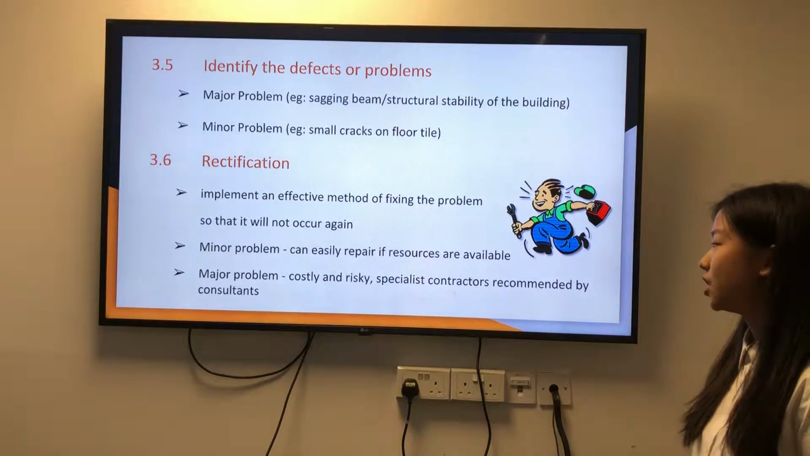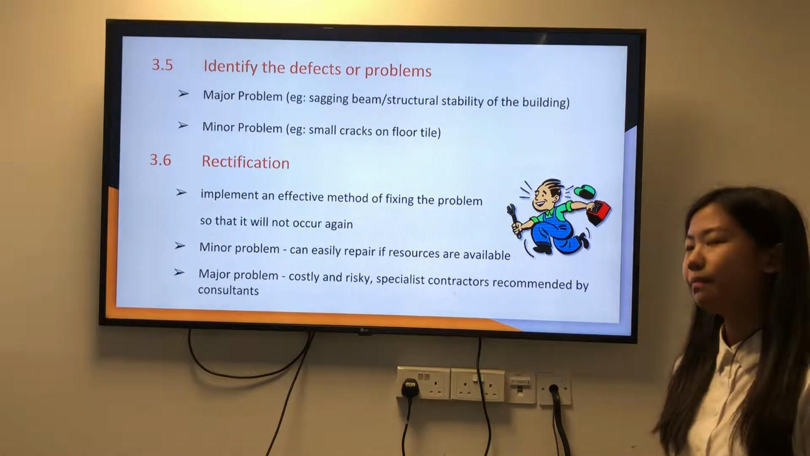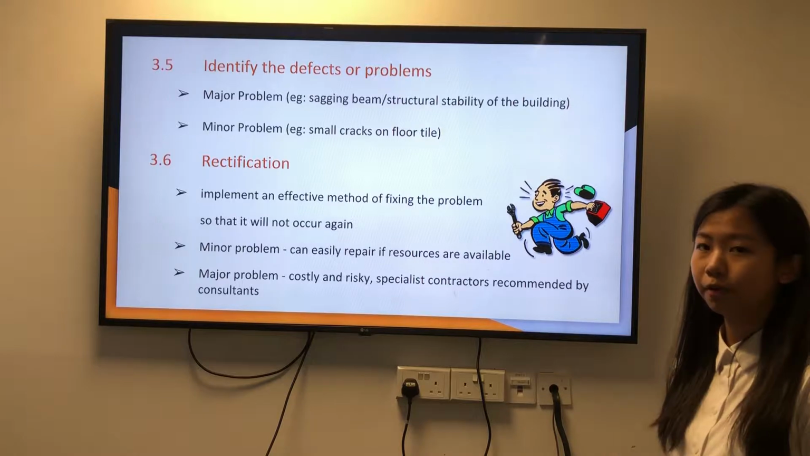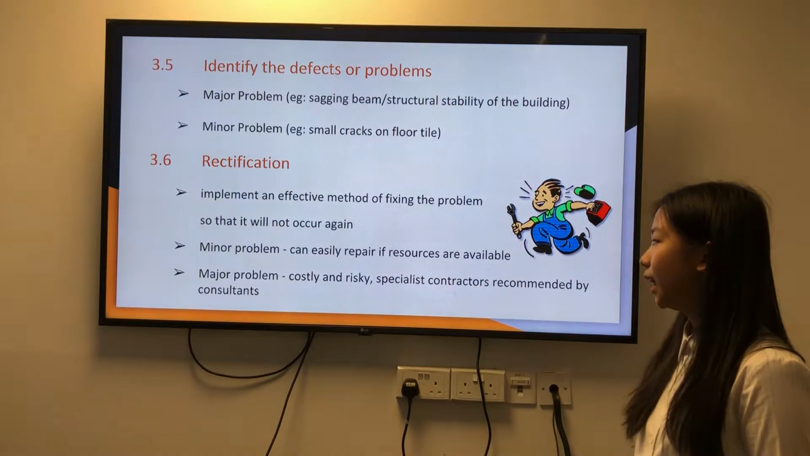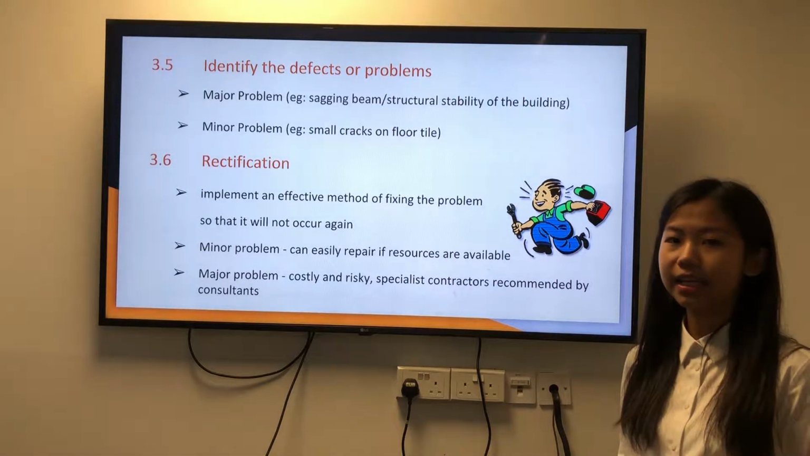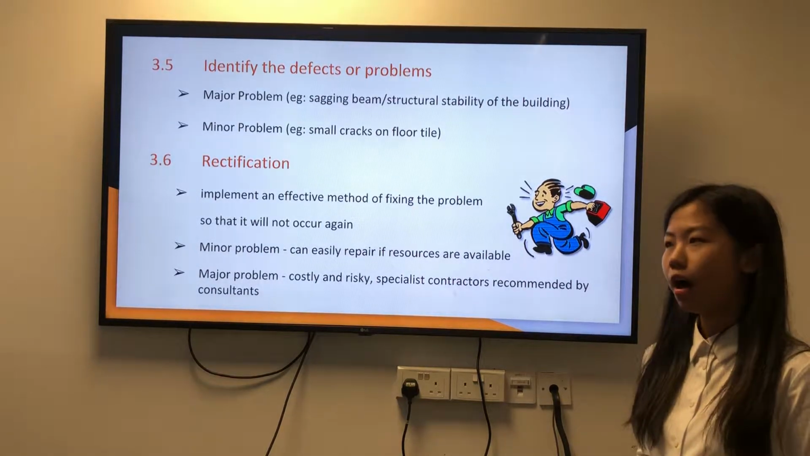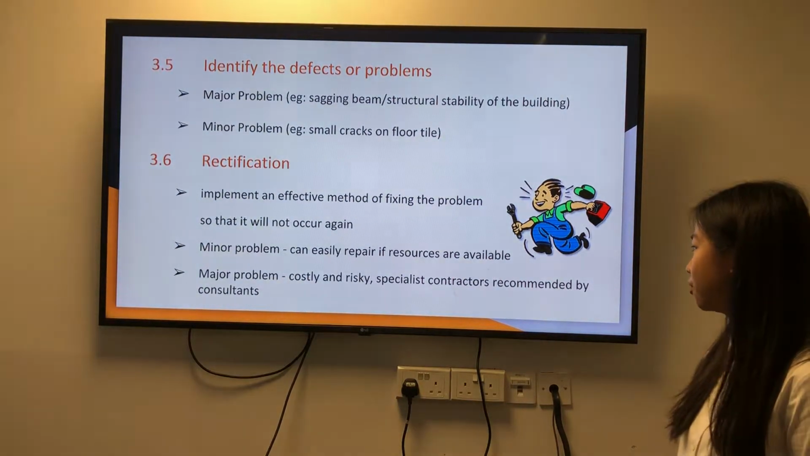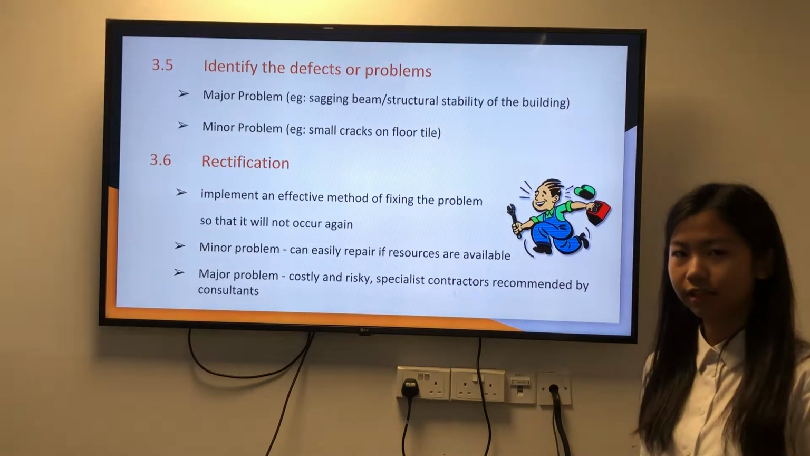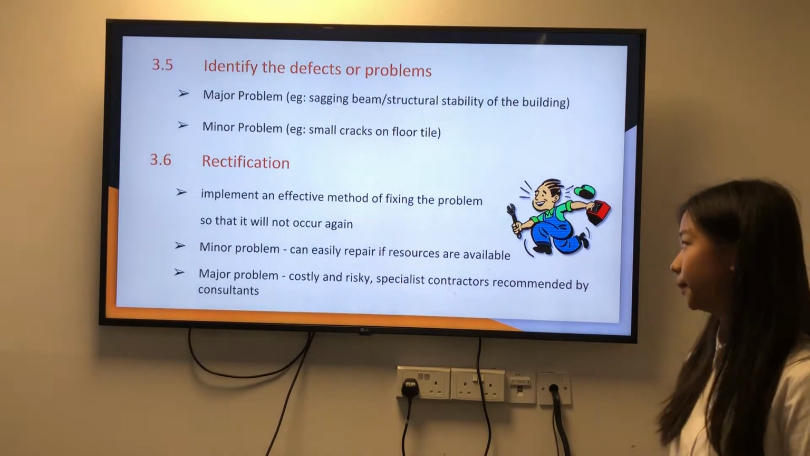As for the rectification, the management team has to implement an effective method of fixing the problem so that it will not occur again. For the minor problem, it can be easily repaired or rectified if the resource is readily available. For the major problem, which is more costly and risky, only specialist contractors recommended by consultants can rectify the major problem.